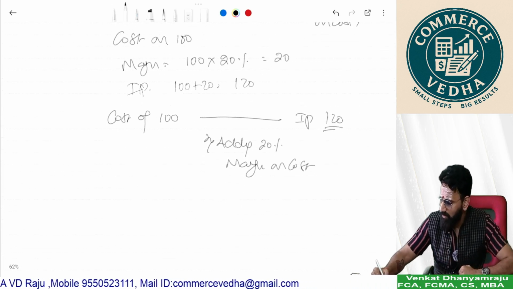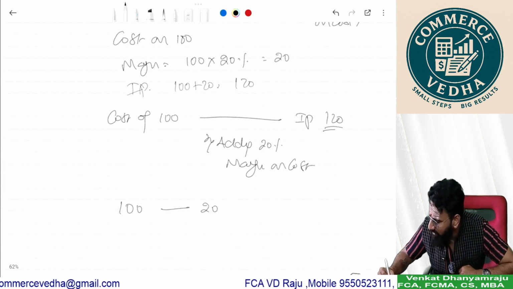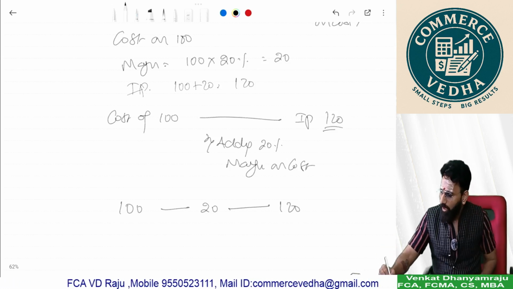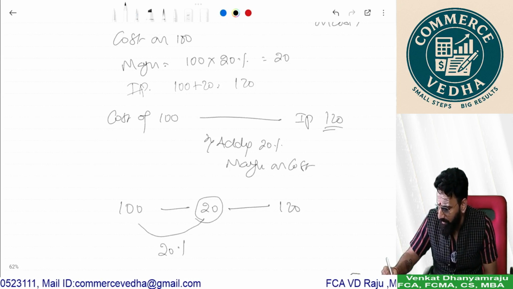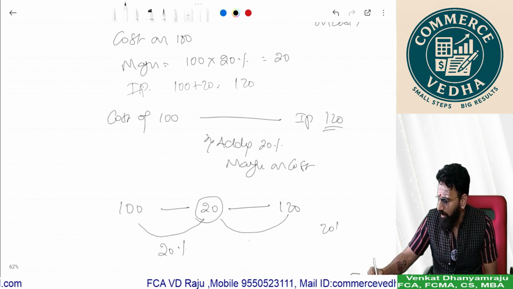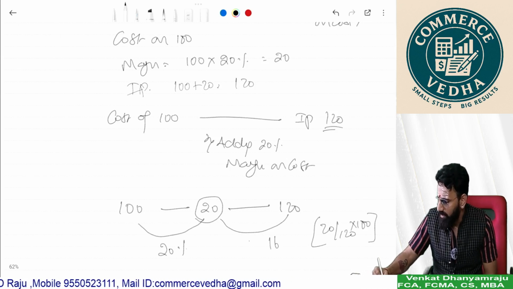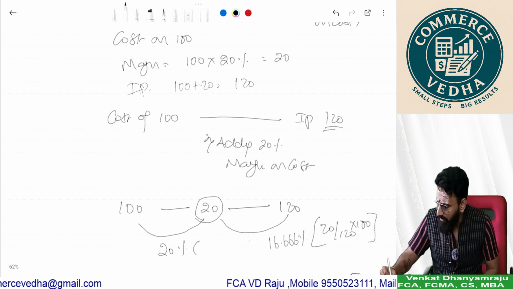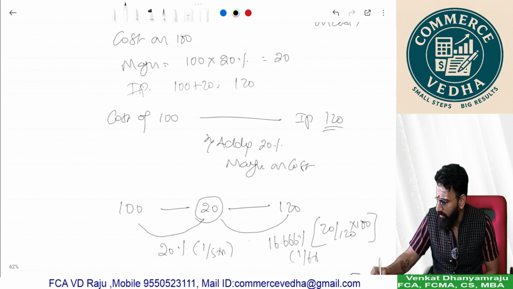So what is this margin? See, this is cost, this is margin, this is invoice price. Now, if I say the margin on cost is 20%, the margin on invoice price is actually 20 by 120 into 100, 16.666%. This represents 1/5, this represents 1/6.